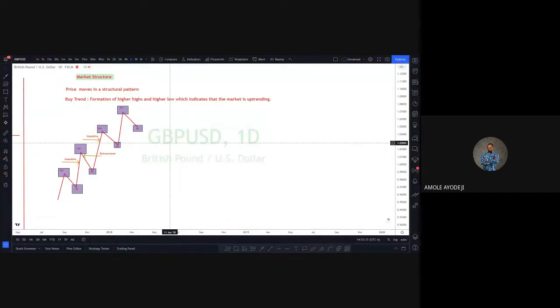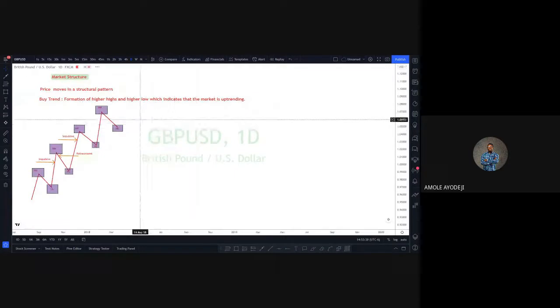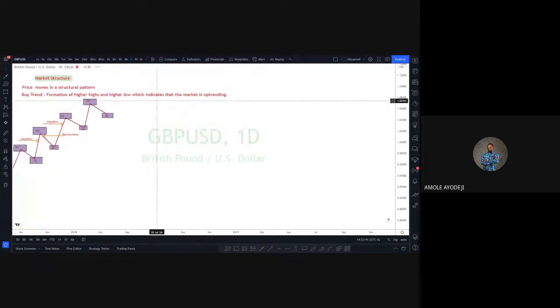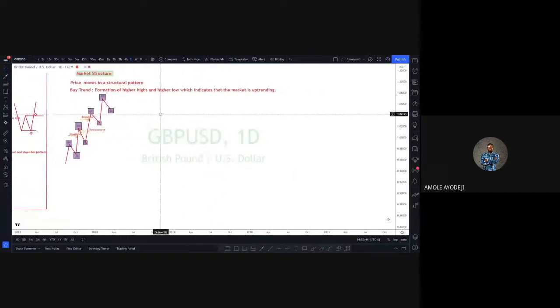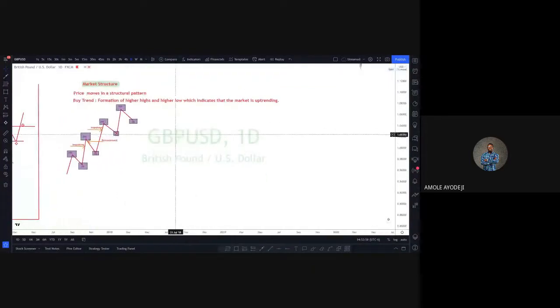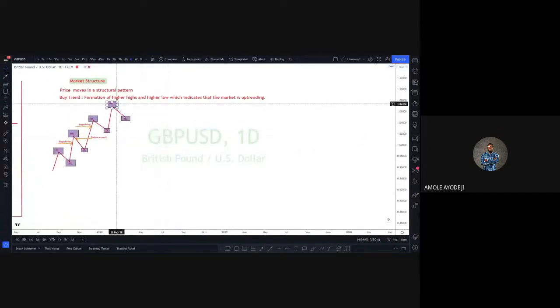Are we on the same page? So now, in a buy trend, the most important point in the buy trend is your higher low. I will tell you why. The most important, let me now delete all these ones.